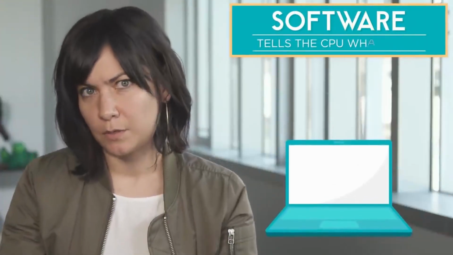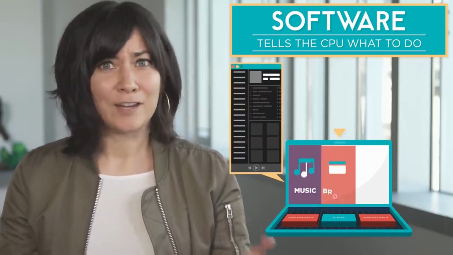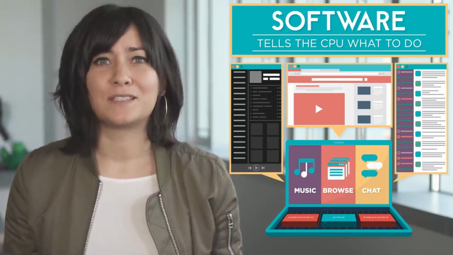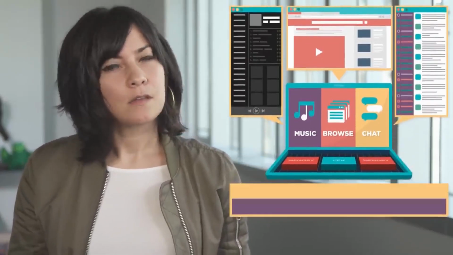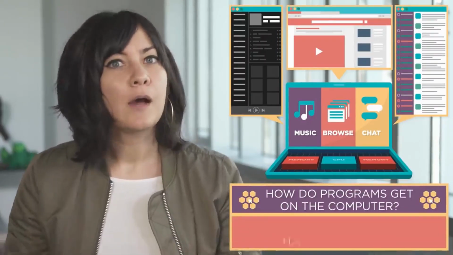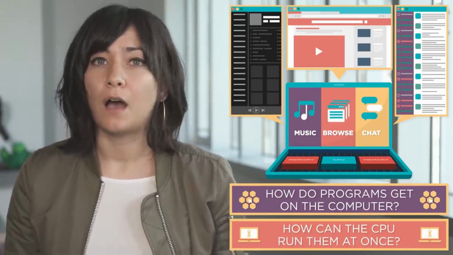Software tells the CPU what to do. But when you're listening to music and browsing the web and chatting with a friend, your computer is running multiple pieces of software all at once. So how do all of these programs get on the computer in the first place? And how can the CPU run them all at once? To find out, we'll have to take a look at the operating system.